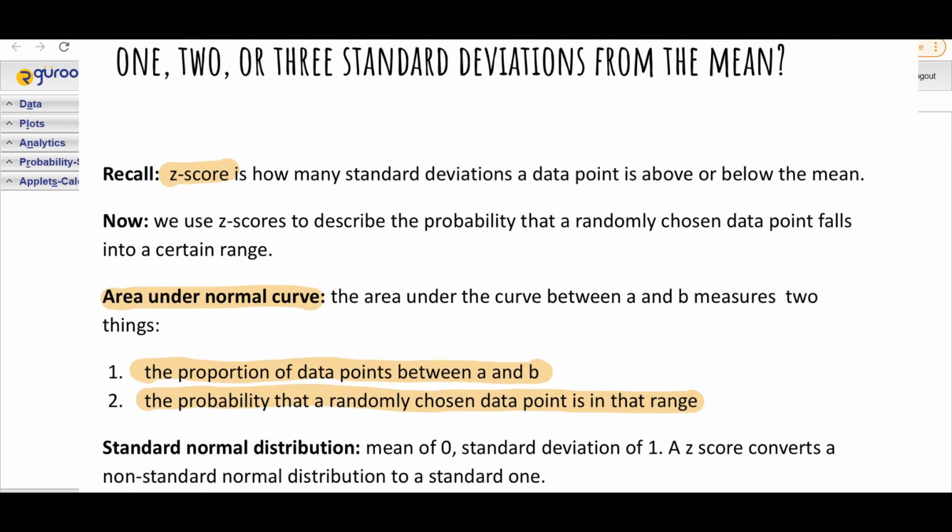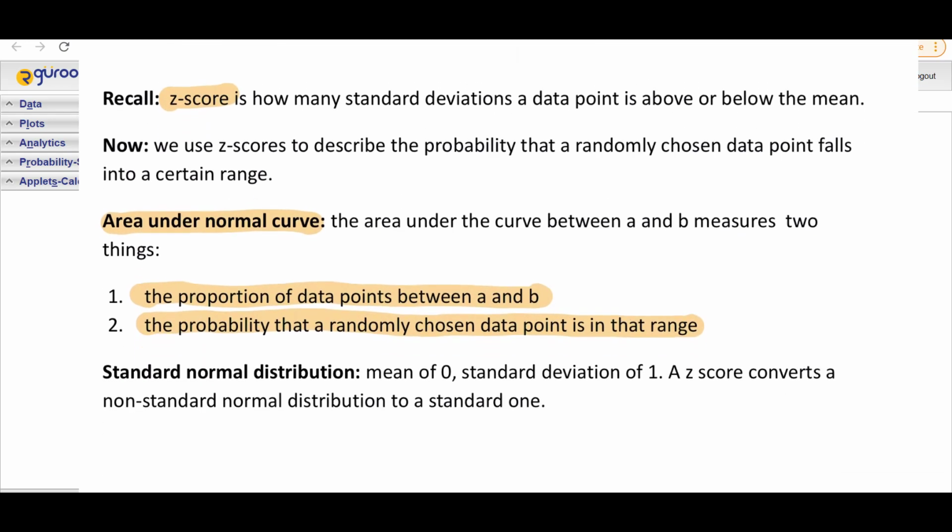So why do we discuss all of that? Because we can find area, which there's a way to use technology to find the area under the curve between any 2 points, not just 2 points that are 1, 2, and 3 standard deviations above and below the mean. You can do it with any points at all. And if you find that area, then you have found both the proportion of points between those two data values, and you've also found the probability that a randomly chosen data point is in that range.